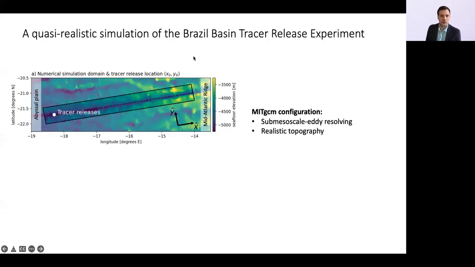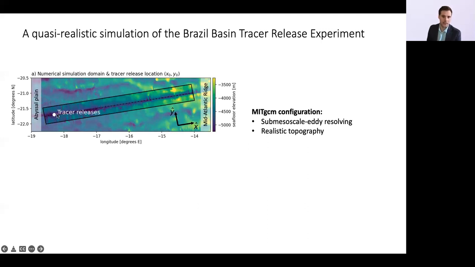So the way that I'm going to diagnose these terms, I'm going to use this quasi-realistic simulation of the Brazil Basin tracer release experiment. This is showing you the topography of the region where we're on the flank of the mid-Atlantic ridge in the South Atlantic. You have the abyssal plains, these deep seafloors on the left, and then that sloping upward gently towards the crest of the mid-Atlantic ridge. And this flank is incised by this 1,000 meter deep fracture zone canyon. And so I'm going to align my domain with that canyon.